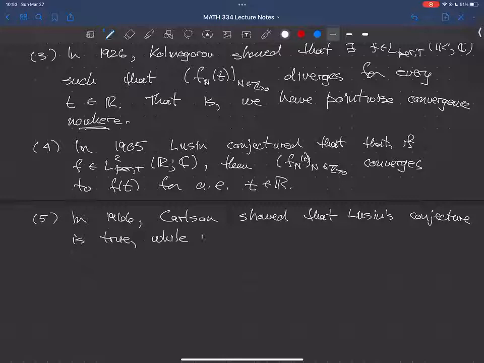Working to show that it's false. Okay, so accepting the prevailing view of the day, Carlson was trying to prove the falseness of Lujan's conjecture, and on the way to doing that, actually was able to show that it's true.